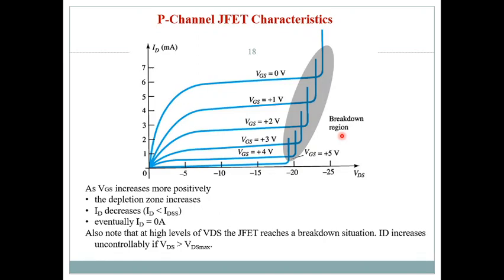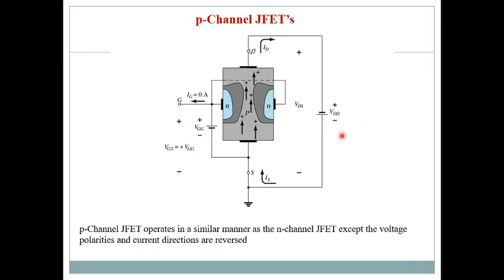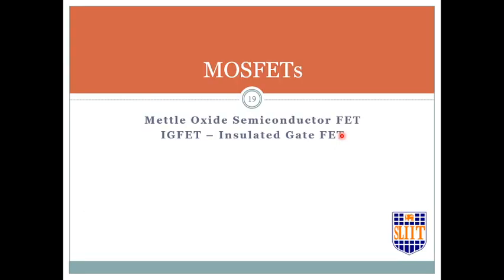Like what we had in the BJTs, you can have the failure zone, right? So that's FETs. Do you have any questions about JFETs, the operation or the characteristics? If not, we can move on to the MOSFETs.